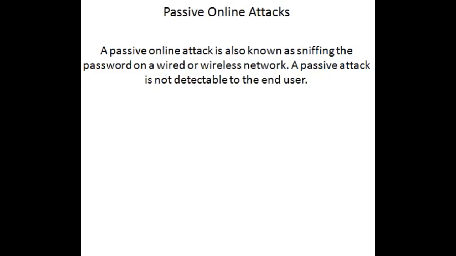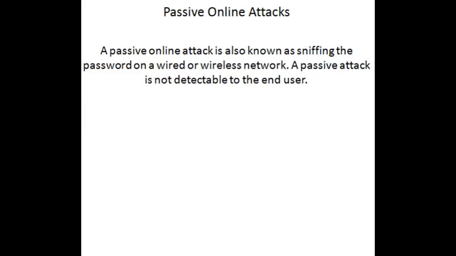Passive online attacks. A passive online attack is also known as sniffing the password on a wired or wireless network. A passive attack is not detectable to the end user. The password is captured during the authentication process and can then be compared against a dictionary file or word list. User account passwords are commonly hashed or encrypted when sent on the network to prevent unauthorized access and use. If the password is protected by encryption or hashing, special tools in the hacker's toolkit can be used to break the algorithm.